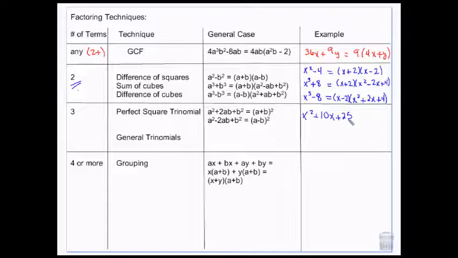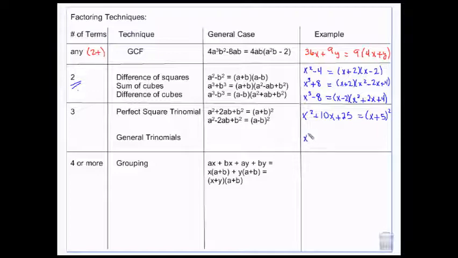Square root of x squared is x. Square root of 25 is 5. And if I multiply those together, 5 times x times 2, I get 10x. So this would be x plus 5 squared.